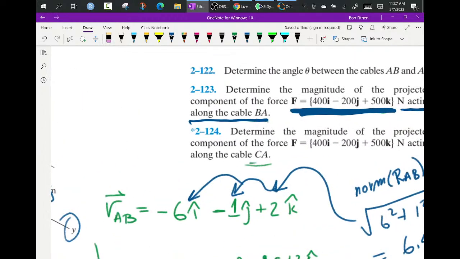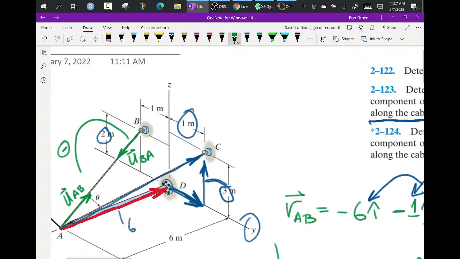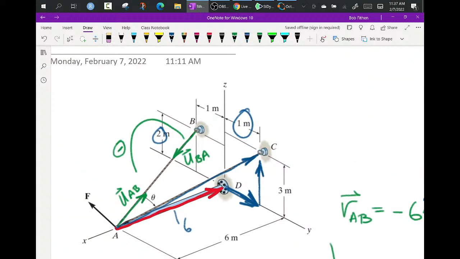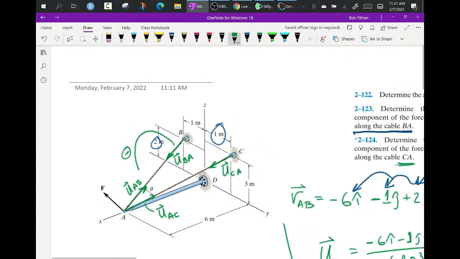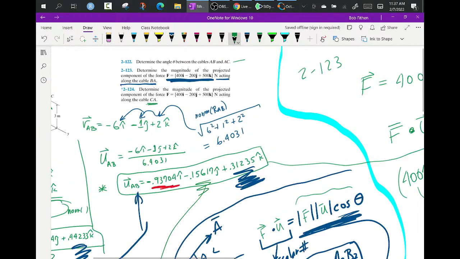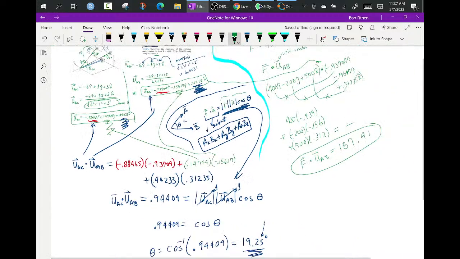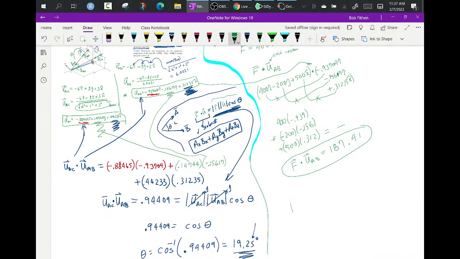Now, he says along the cable C to A, and of course, what did I do? I did the same thing I did on the other one, which is okay. I basically pointed this way, UAC. He wants it to be this direction, so he's saying UCA, C to A. So when I dot mine, I'm going to get the minus of what he had. So it's okay. Now, how do you do that? Well, you do the same way again. You do F dotted with U.